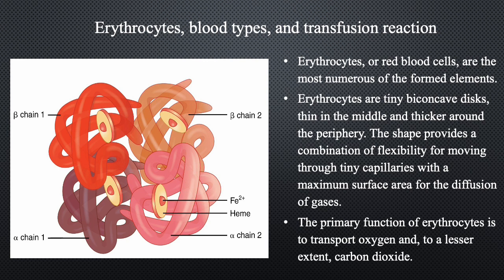Because oxygen is poorly soluble in the plasma, about 98.5% of the oxygen carried in the blood is bound to hemoglobin. The primary function of erythrocytes is to transport oxygen and, to a lesser extent, carbon dioxide.